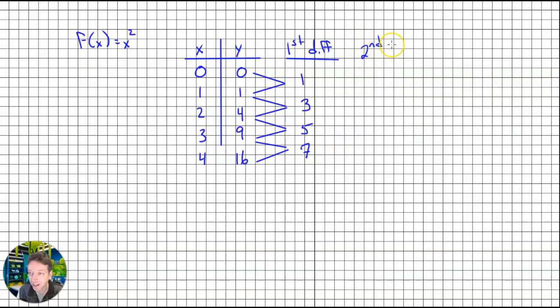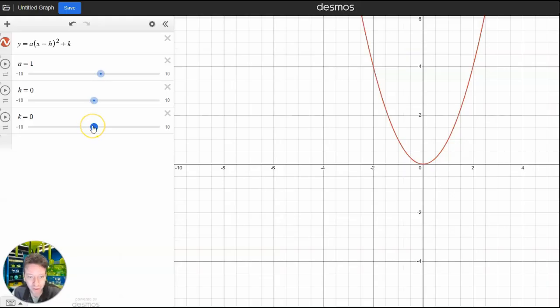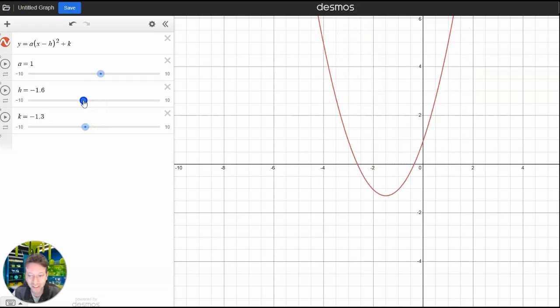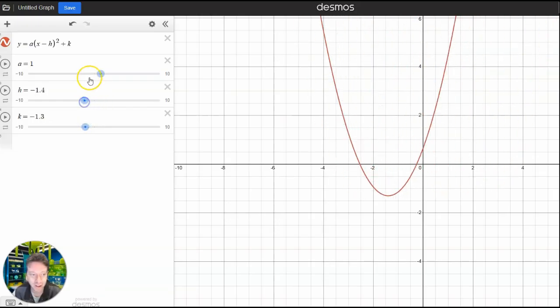However, if we look at our second differences, the difference between 1 and 3 is 2. Between 3 and 5 is also 2. And between 5 and 7, those are also 2. So for quadratic functions, the second differences are all the same. Now with our quadratic function as well, we can translate it moving it up or down, or we can move it left or right, and we can also stretch and compress.